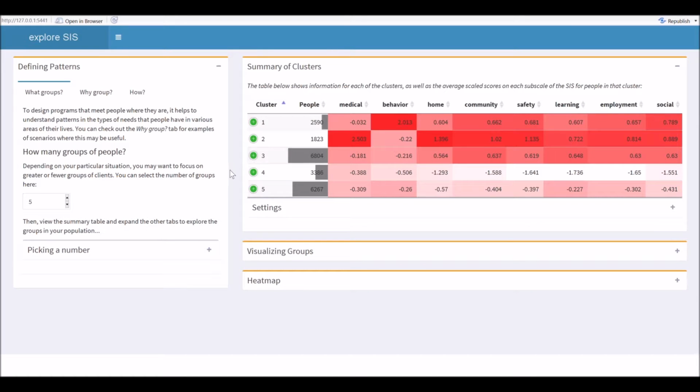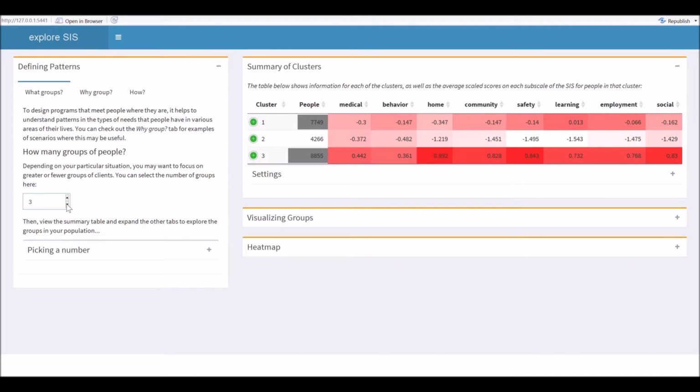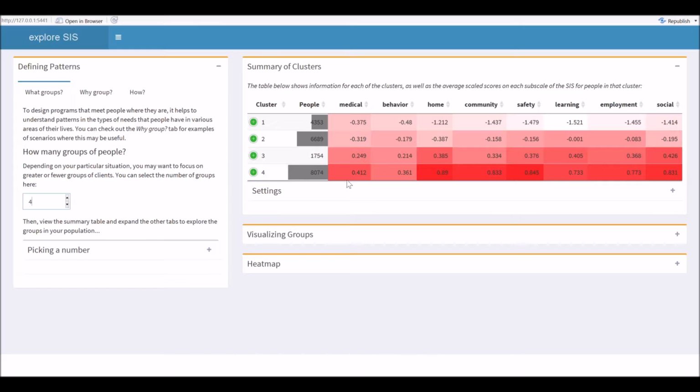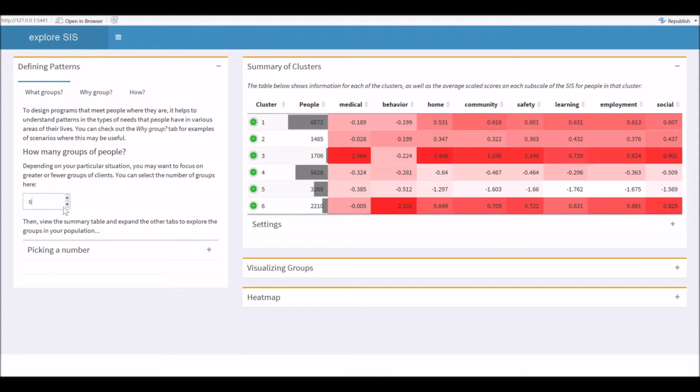Based on your use case, you might say, oh, I maybe only have the staff to create specialized teams for 4 groups of people. You can change this number based on whatever your particular use is. So if you only had 4, you can change this and it should update to find the most distinct 4 groups that it can find throughout the entire population. We're going to go back to 5, which is the default.